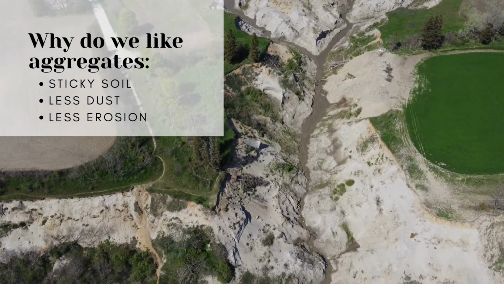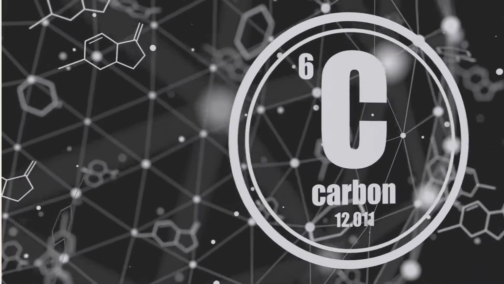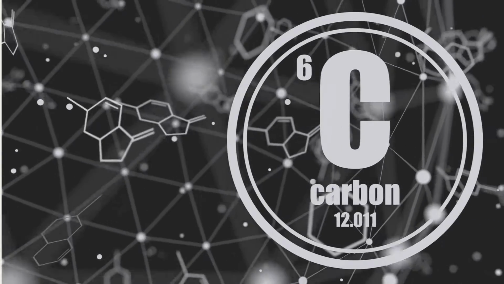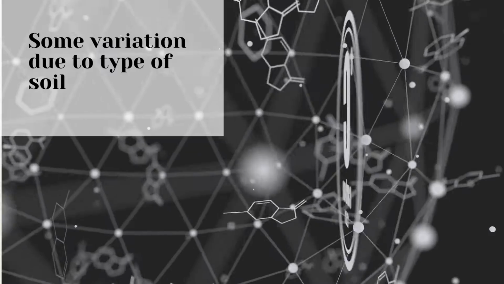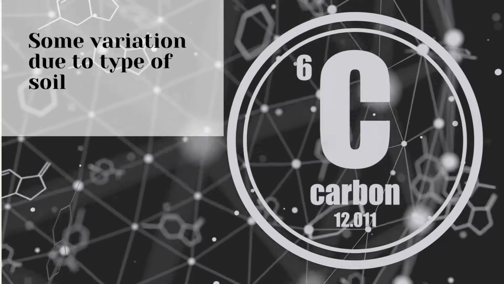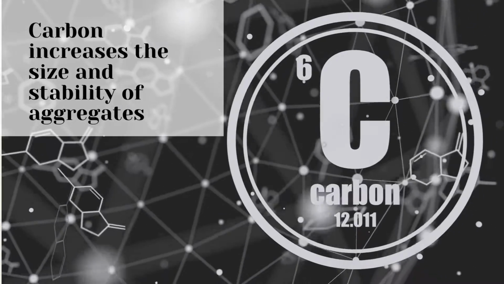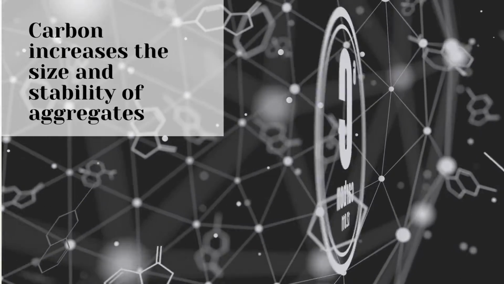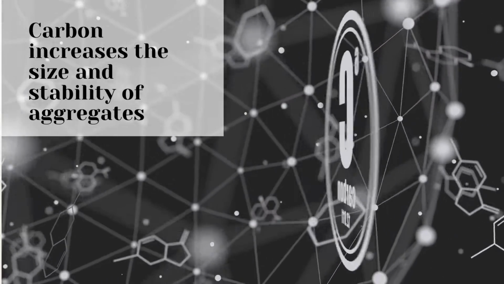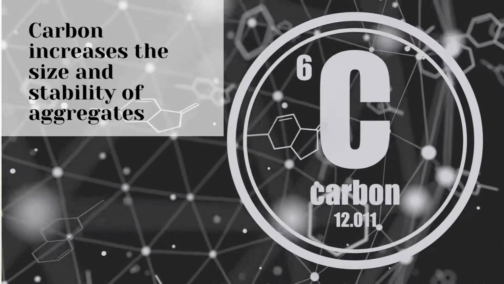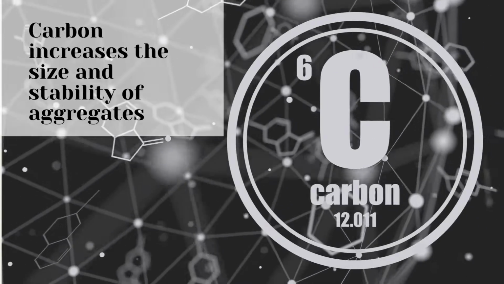And you may be wondering how aggregates stick together. Well, they stick together through carbon. There are some differences depending on the type of soil that you have. Clay and sand have different charges and different shapes, and so they'll react differently when you add organic carbon. But generally speaking, increasing organic carbon increases the size and stability of your aggregates, and increasing the size and stability of your aggregates reduces how much erosion you're going to have.